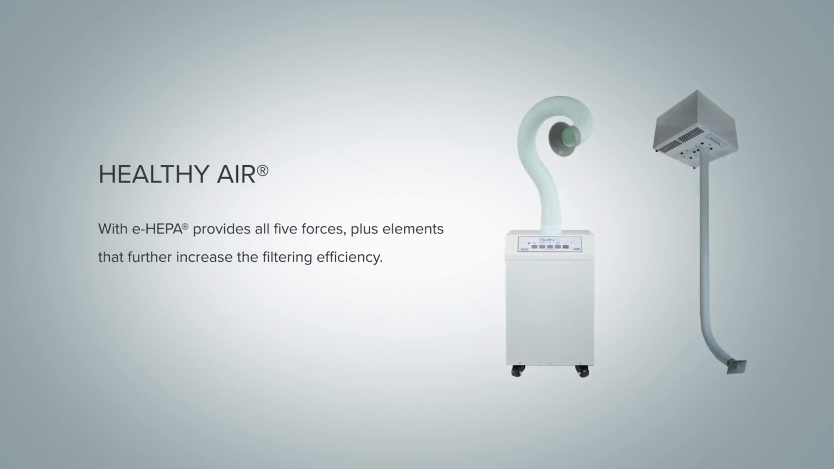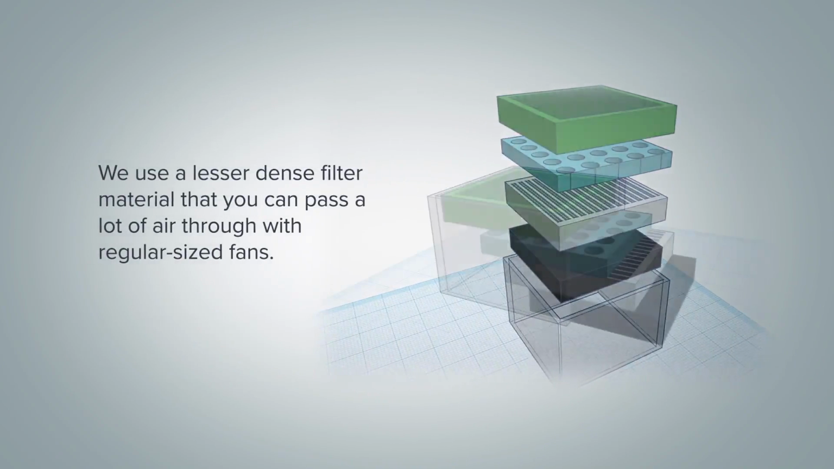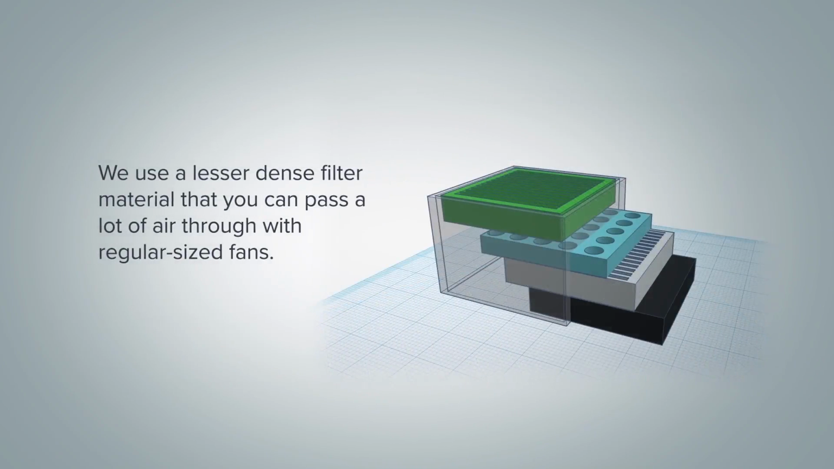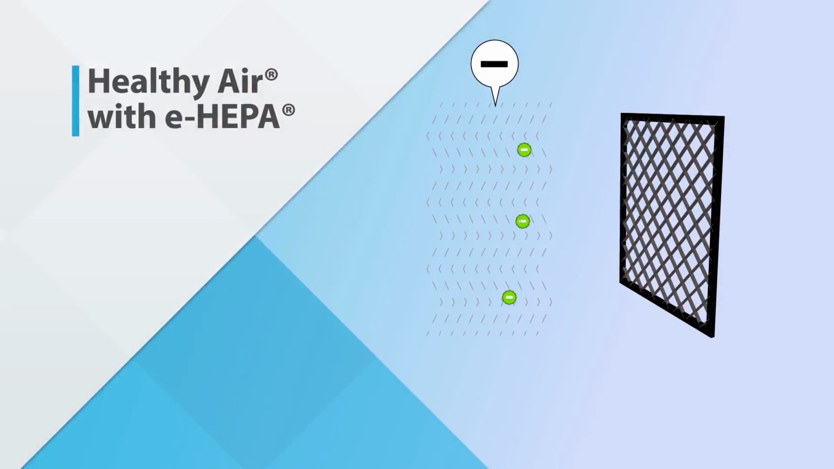HealthyAir with eHEPA provides all 5 forces, plus elements that further increase the filtering efficiency. We use a lesser dense filter material that you can pass a lot of air through with regular size fans. Before passing through that filter, we give a negative electrostatic charge to the particles.